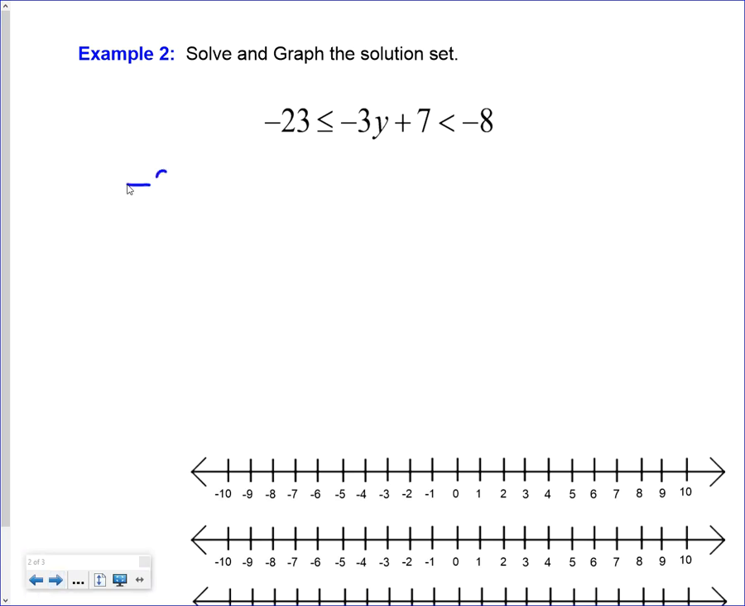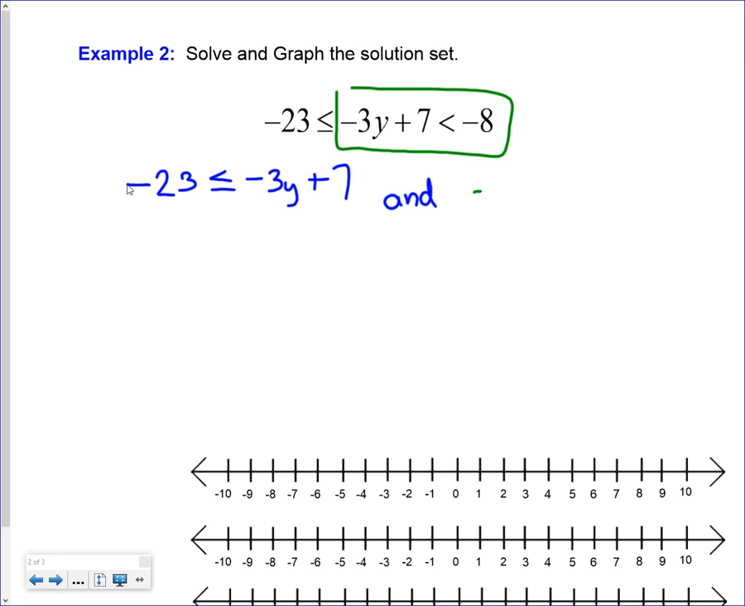You could think of it as negative 23 is less than or equal to negative 3y plus 7. And then it would be joined by and. And the second one would be this part: negative 3y plus 7 is less than negative 8. So we could do it like we did the first one, where we separate the two and just solve each one individually and then graph the two and see where the two graphs overlap. But there's actually an easier way to do it when it's written like this. So let's see how we can solve this without having to rewrite it twice.